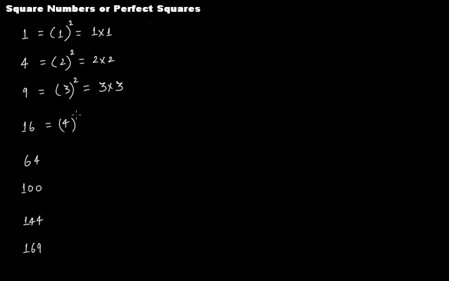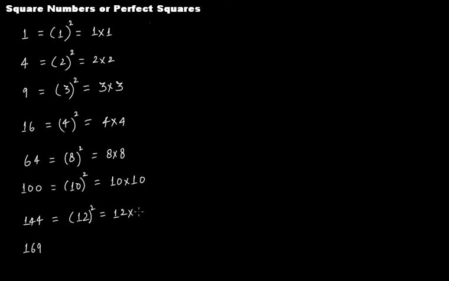4 raised to the power of 2, that is 4 times 4. Then 8 to the power of 2, that is 8 times 8. 10 raised to the power of 2, that is 10 times 10. 12 raised to the power of 2, that is 12 times 12. And 13 raised to the power of 2, that is 13 times 13.